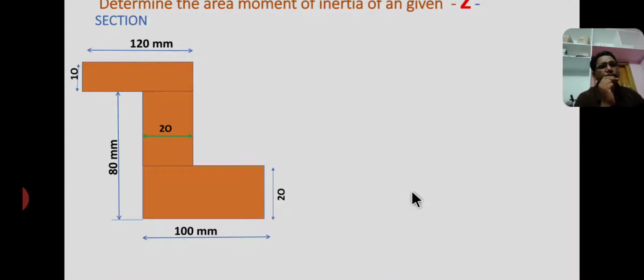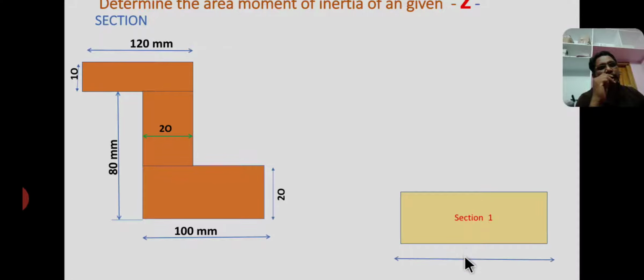Now coming to the problem, the question is to determine the area moment of inertia of the given Z section. Okay, the given section is in Z shape having three rectangles. First of all, the given Z section is split into small rectangles. I consider this bottom rectangle as section 1, having dimensions base 100 mm and height 20 mm. Therefore, for this bottom section 1, B1 equals 100 mm and D1 equals 20 mm.